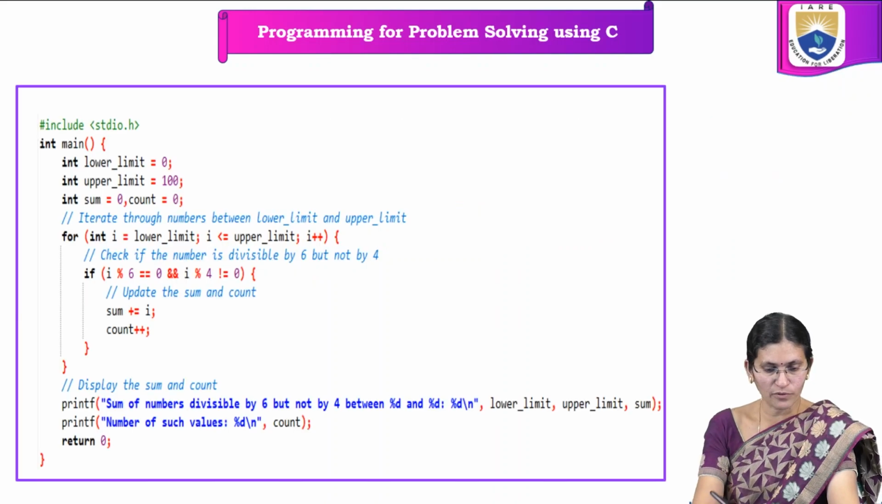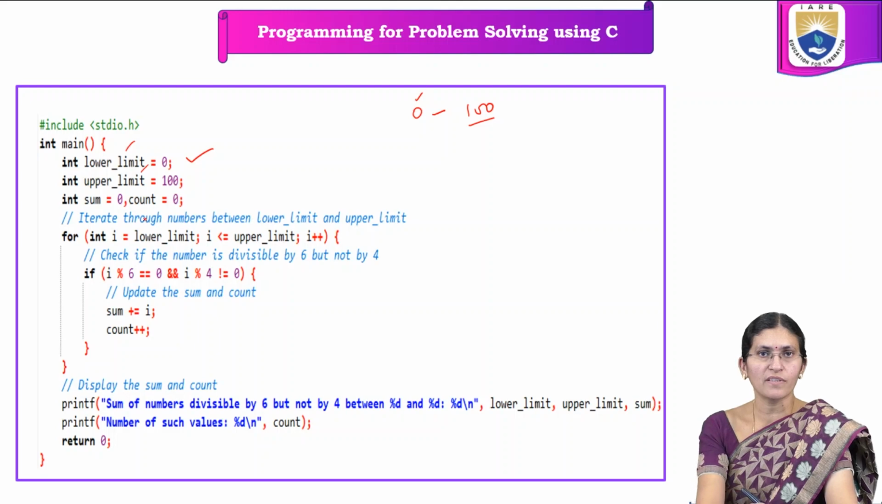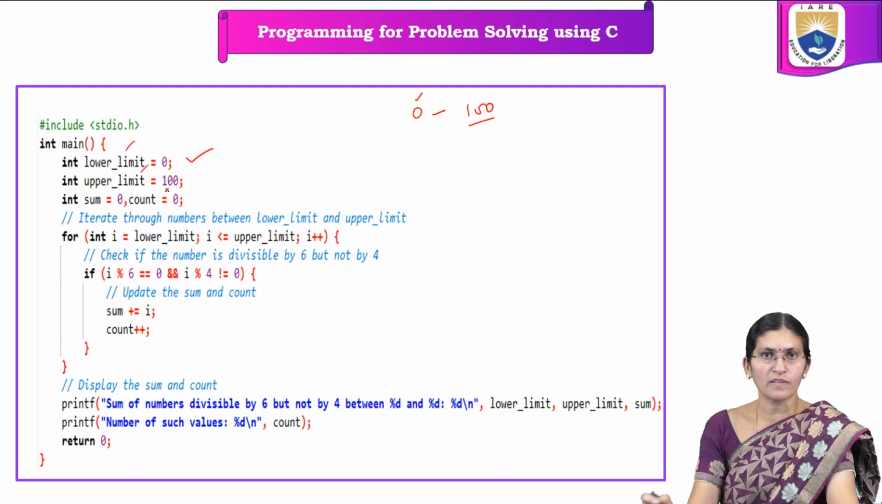Let us write the program for this. Here we have assigned a value of 0 to integer variable lower limit. This specifies the range. This is the lower limit and this is the upper limit. So, 0 is stored in the variable lower limit, 100 is stored in the variable upper limit. Then we have a variable sum which is assigned 0, and also we have a variable count which is also assigned a value 0.